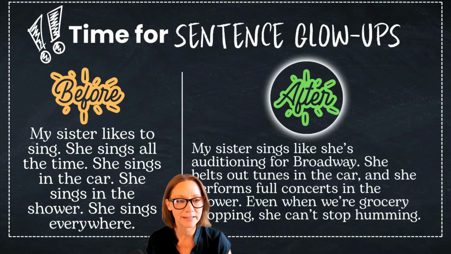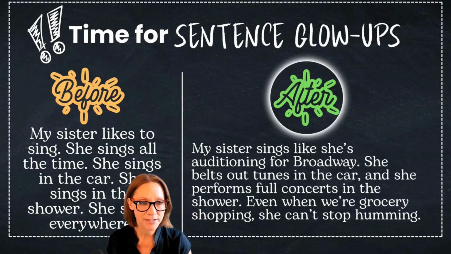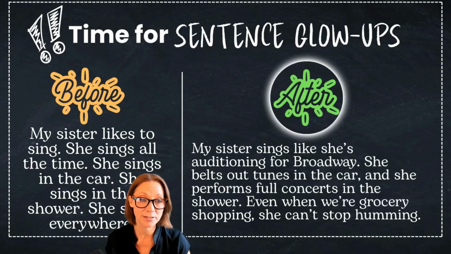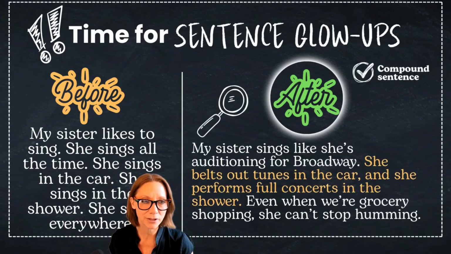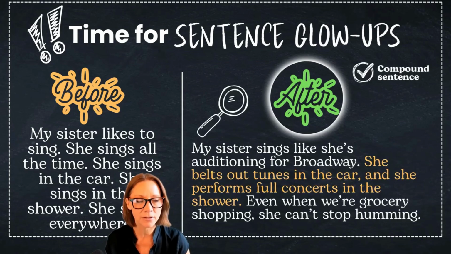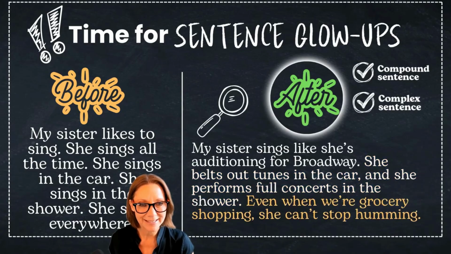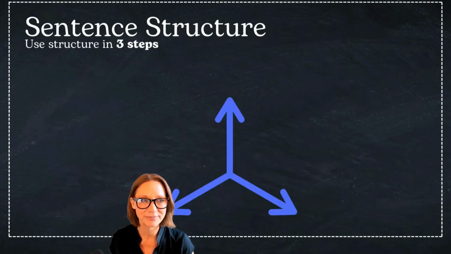All right, let's take a look here. My sister sings like she's auditioning for Broadway. She belts out tunes in the car and she performs full concerts in the shower. Even when we're grocery shopping, she can't stop humming. So in this example, let's take a closer look and find the compound sentence. Notice the comma and the conjunction there, that glue, putting those two thoughts together. And then the complex sentence, even when we're grocery shopping, comma. We have all different types of sentences in this paragraph.